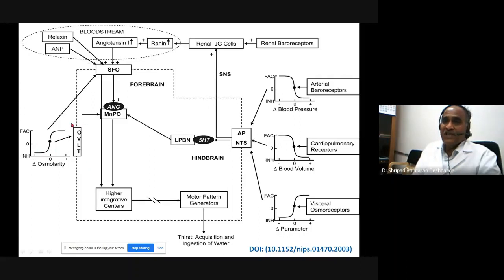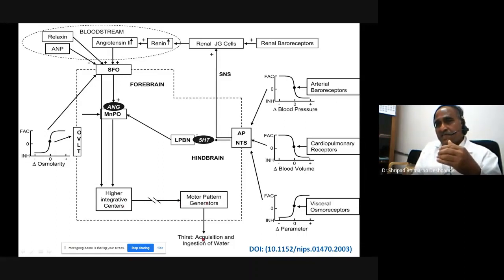I have said the OVLT is going to activate the median preoptic nucleus. Okay, now come back here. What is happening? This also activates the subfornical organ. Now this subfornical organ would activate the median preoptic nucleus, and it receives the neurons here. These are angiotensinergic neurons. They stimulate the median preoptic nucleus, and that would activate again the acquisition and the ingestion of water. So now the subfornical organ also activates the higher integrative centers, as I have said, the cerebral cortex, the cingulate cortex, or the limbic cortex, whatever.